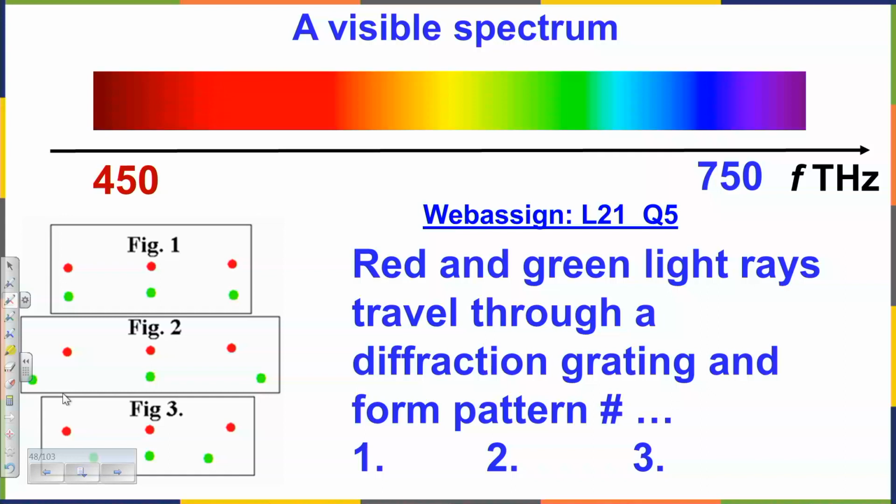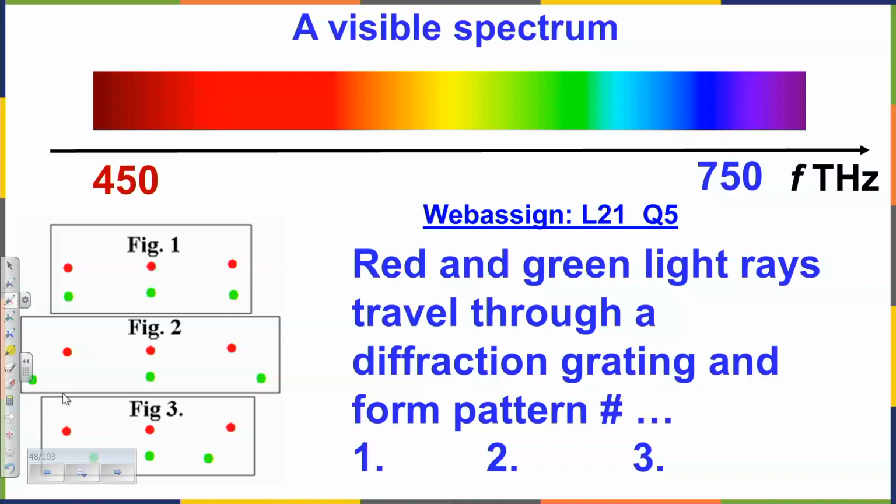So where is the central maximum? Right here. When light doesn't travel through the grating, that spot shows the location of the central maximum. Now we make it travel through the grating, and we see the green is closer to the central, the red is farther away.